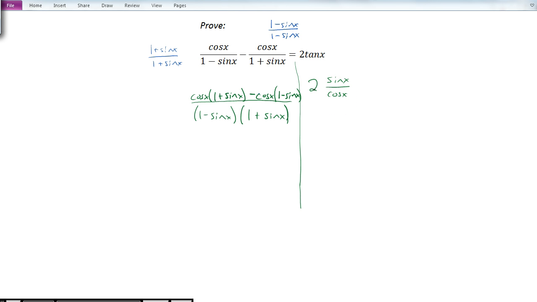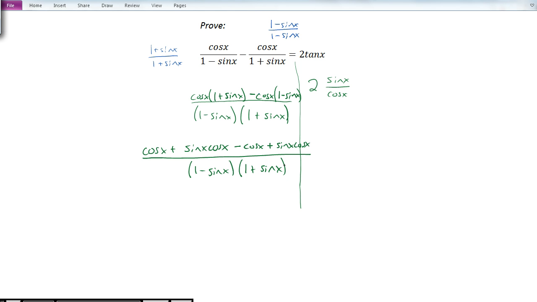How do I get there? Well, I need to use the distributive property, another troublesome spot for some students. So I multiply the cosine x across this factor, and I get cosine x plus sine x cosine x. And I multiply the cosine x across these two, recognizing it has a minus sign in front of it, so it's going to be minus cosine x plus sine x cosine x. And this is still all over the denominator, 1 minus sine x times 1 plus sine x.